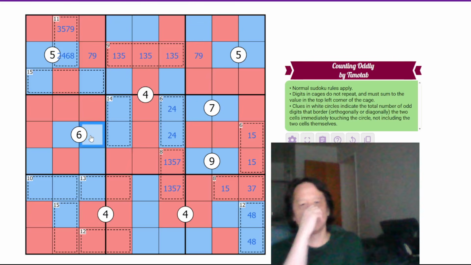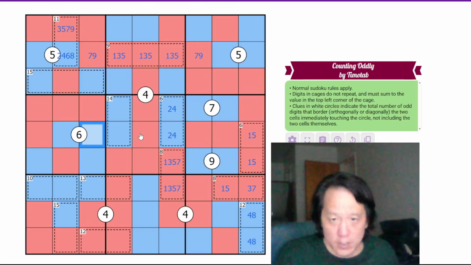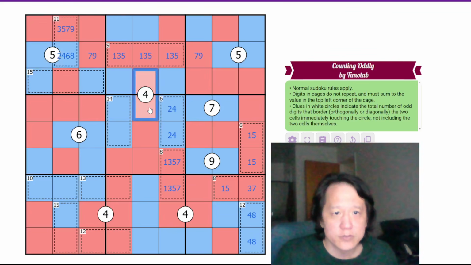So that's all the coloring. Let's just double check to make sure the white circle odd clues work. We have 1, 2, 3, 4, 5 surrounding these two. Surrounding these two, we have 1, 2, 3, 4. Surrounding these two, we have 1, 2, 3, 4, 5.